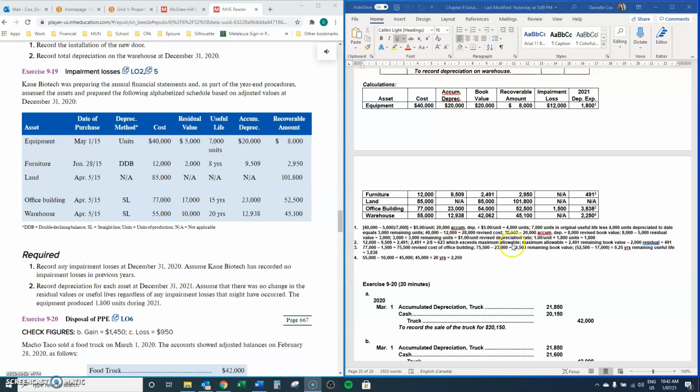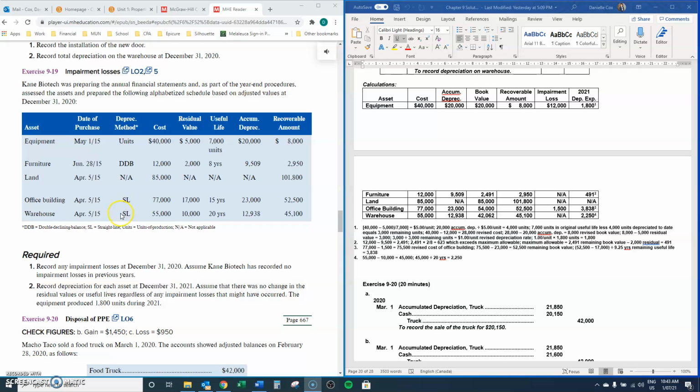Now that exceeds the maximum allowable depreciation that can be taken that year, because remember, we can only take the remaining book value, which was $2,491, and there was a residual value of $2,000. So the maximum that we can take is $491. So even though the calculation says it's $623, we have to compare the total and make sure that we're not over depreciating. So here we can only take the maximum allowed of $491. Land doesn't get depreciated, so we're going to leave that one.